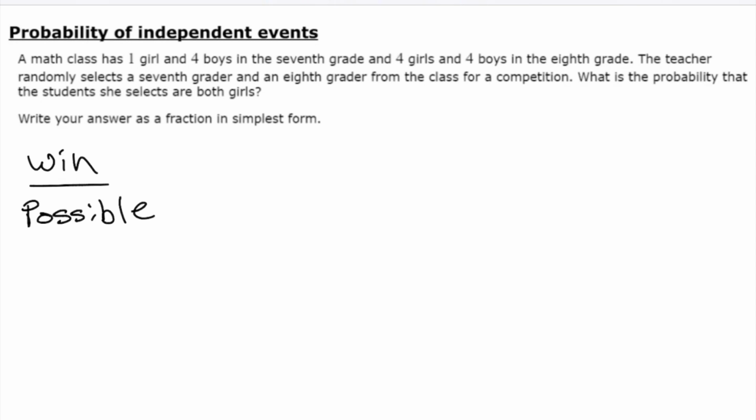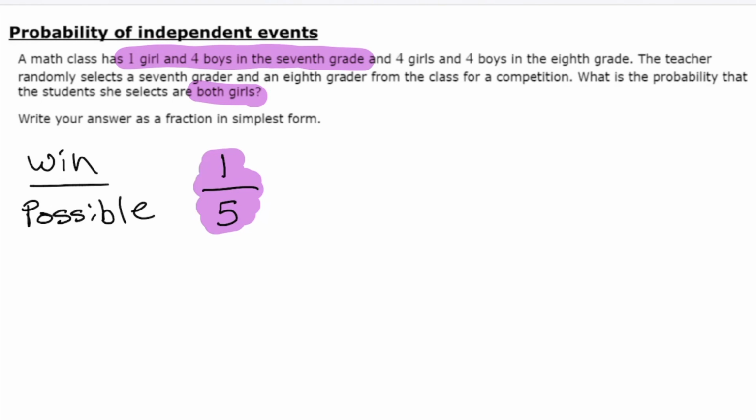For the first one, when we're talking about the 7th graders, we have 1 girl and 4 boys in the 7th grade. We want to pull out a name of a girl. So for the 7th graders, it's going to be, again, win over possible. A win would be considered a girl, so that's just 1. And possible, how many students are 7th graders that are possible to have their names pulled? There are 5 7th graders in that pot. So that one goes with the 1/5.